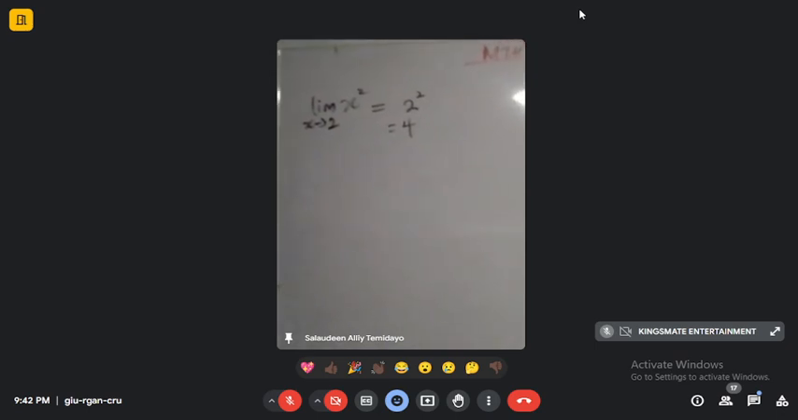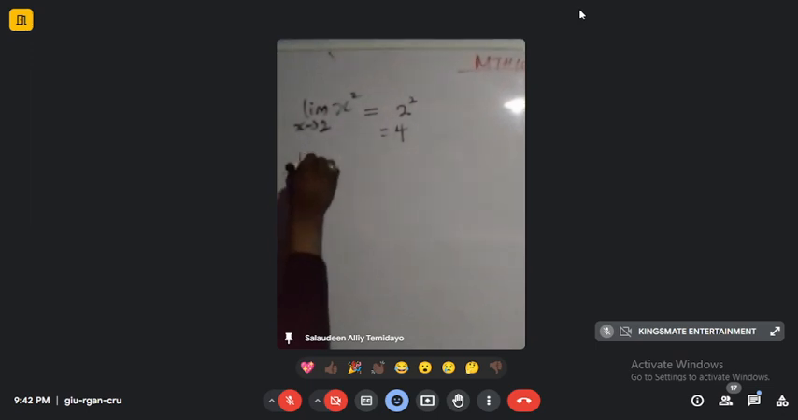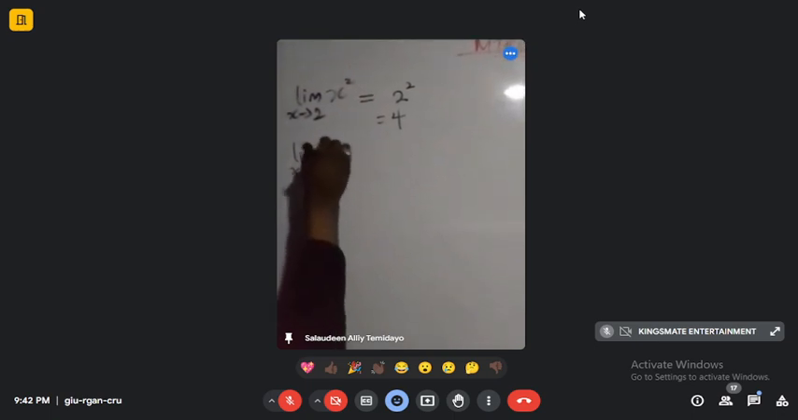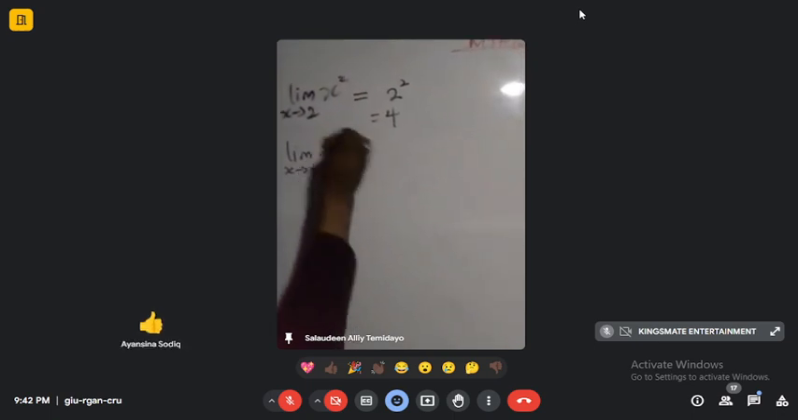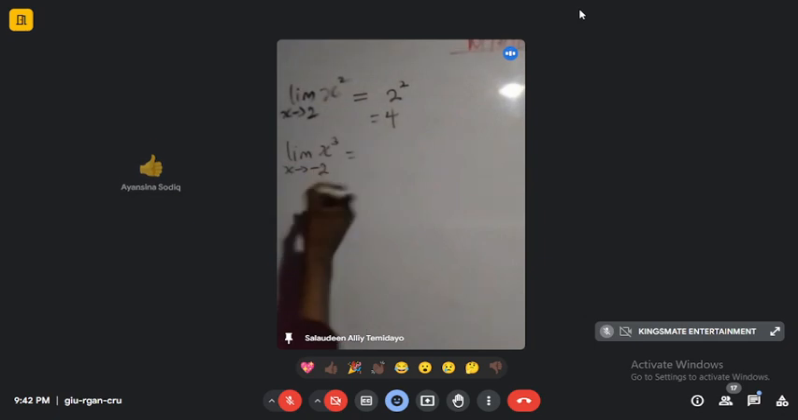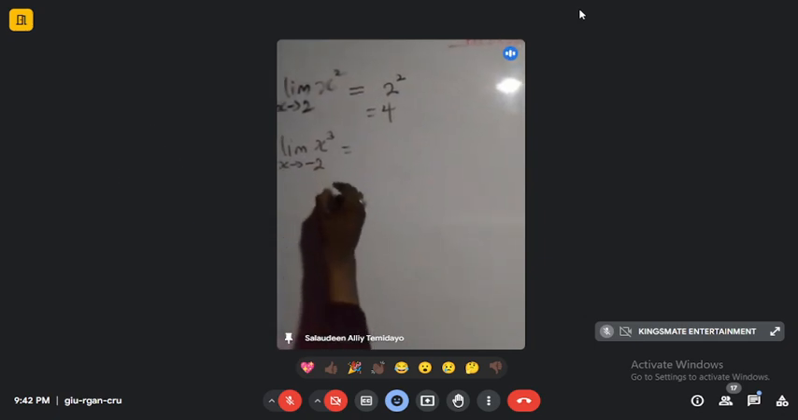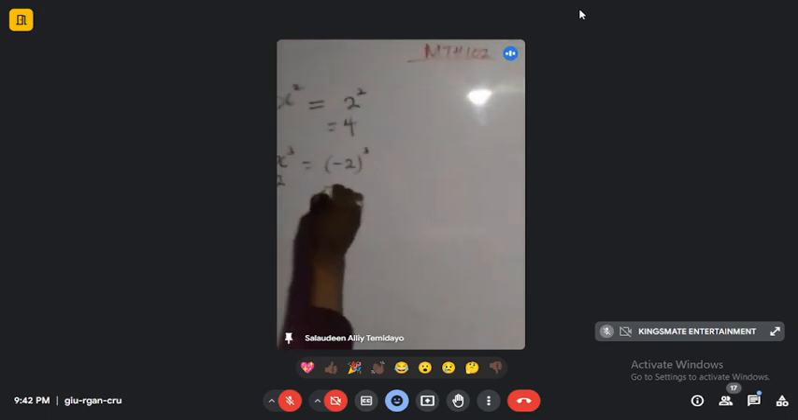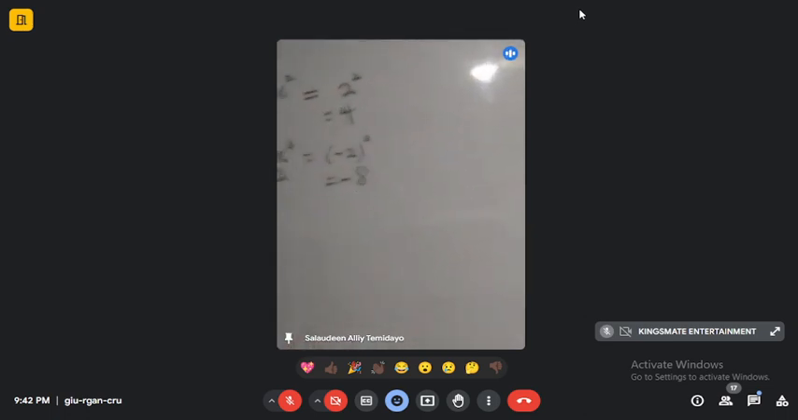The next one. Find the limit of x cubed when x approaches -2. Very simple. Just take the value of x as minus 2. That is minus 2 raised to the power of 3, which gives me minus 8.